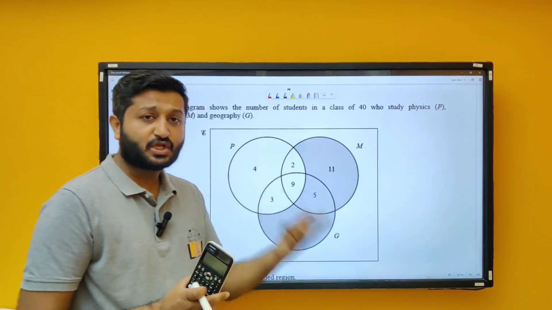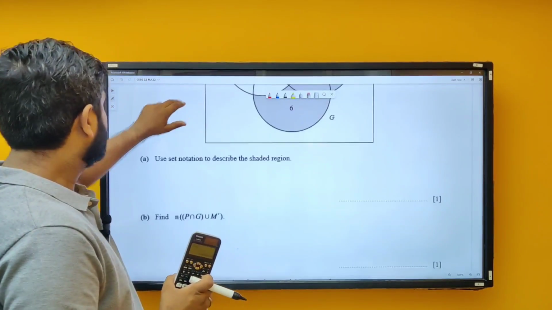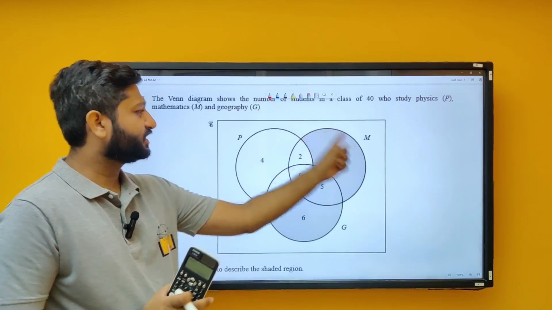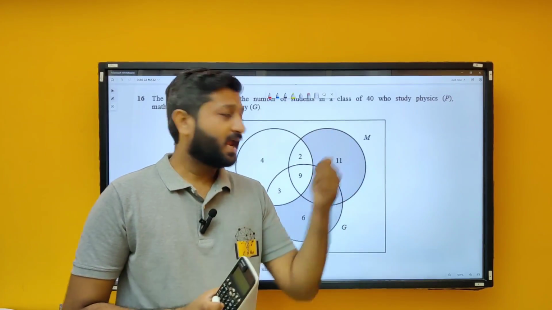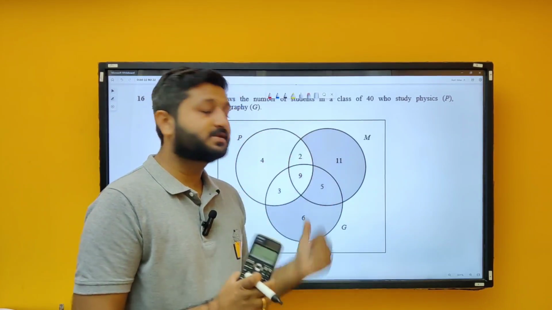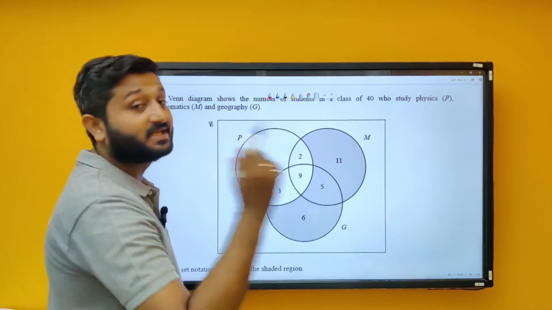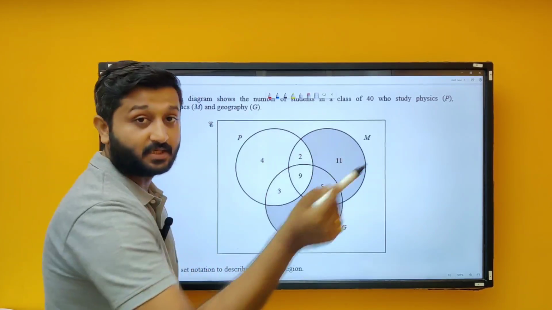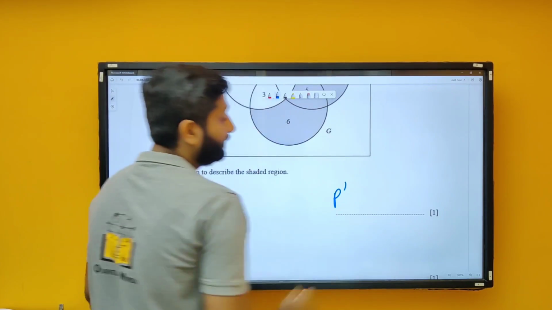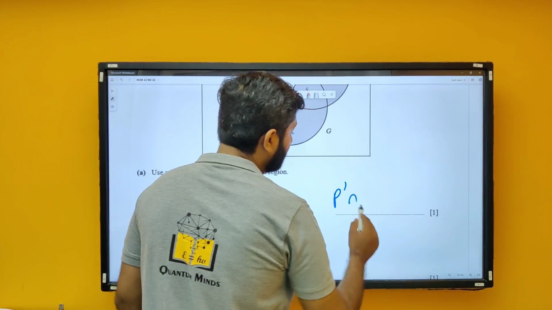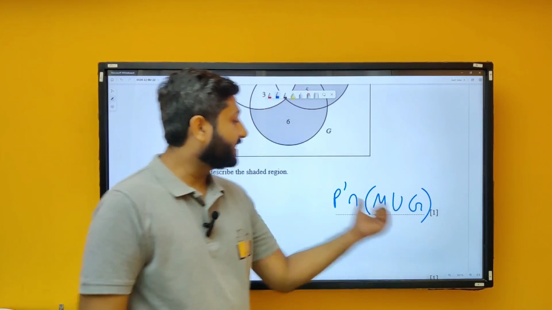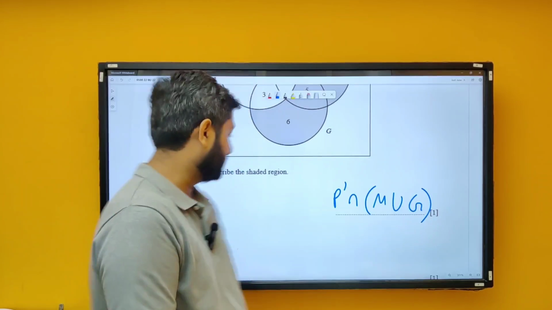Next, the Venn diagram shows the number of students in a class of 40 who study physics, mathematics and geography. Use the set notation to describe the shaded region. So guys, this is my shaded region. The shaded region is lying in M and G. But if you can see, the whole of M and G is not shaded. Which region is not shaded? Which is not in P. So that is P dash intersection M union G. So P dash intersection M union G.